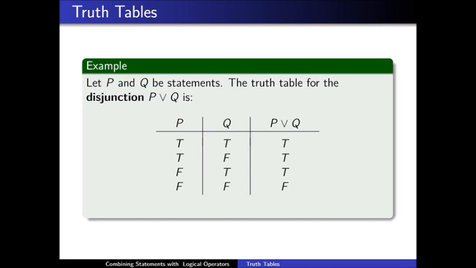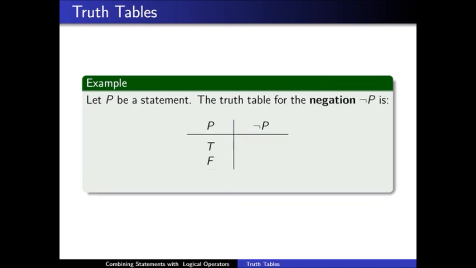Finally, let's look at the truth table for the negation of P. In this example, we begin with only one statement, not two. So there are only two cases to consider: when P is true or when P is false. Recall that the definition of negation says that not P is true only when P is false. Using just this information, we can complete the truth table. It will be true when P is false, and not P is false when P is true.